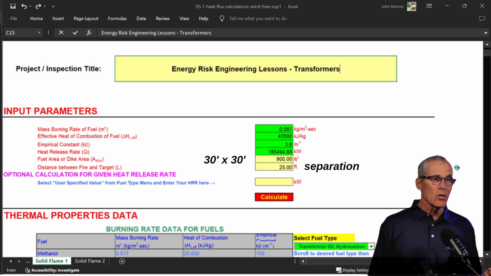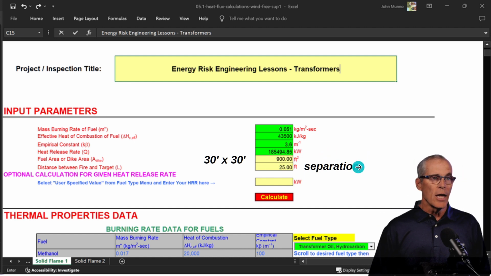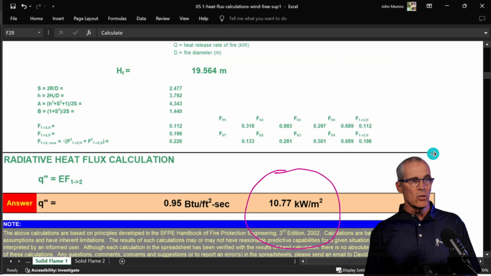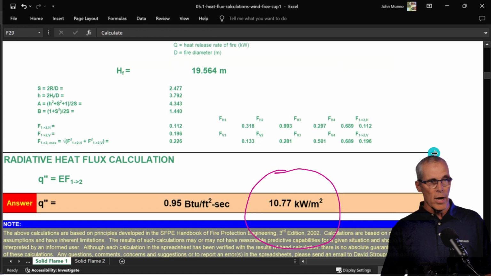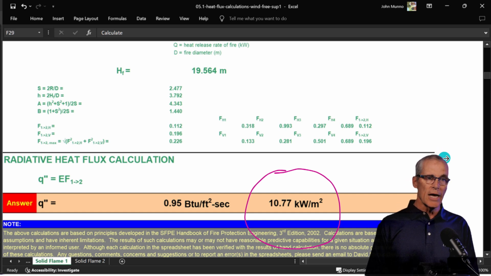But take a look at a 30 foot by 30 foot pit, that's going to give us about 900 square feet. That's going to be a big fire. And with only 25 feet of separation, what's that going to do? The kilowatt per square meter is over 10. So we're definitely going to damage whatever's within 25 feet.